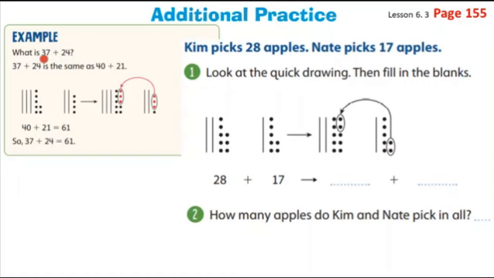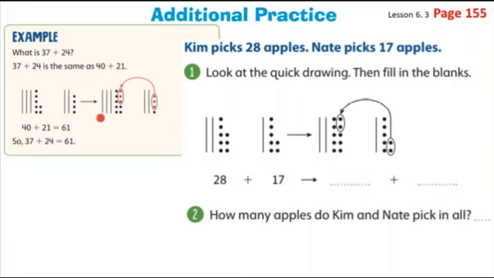It shows, what is 37 plus 24? 37 plus 24 is the same as 40 plus 21. How'd that happen? Well, again, we're regrouping. Okay, so we have our 10 rods here and our 1 units, which are the dots. So we have 1, 2, 3, which is 30. That's 3 10s. 1, 2, 3, 4, 5, 6, 7, which is 7 1s. Plus 24. So we have 2 10s and 4 1 units.